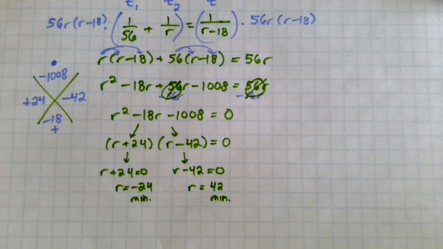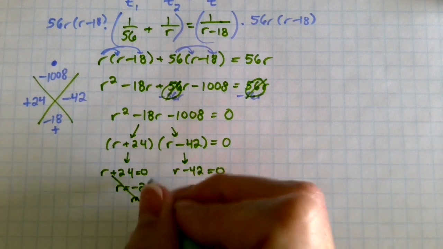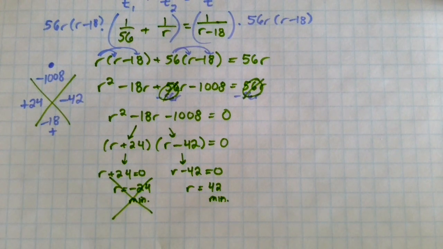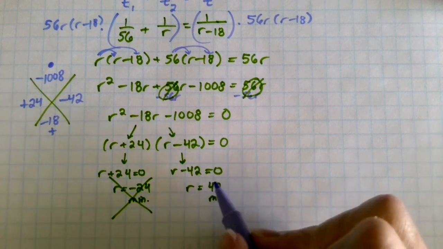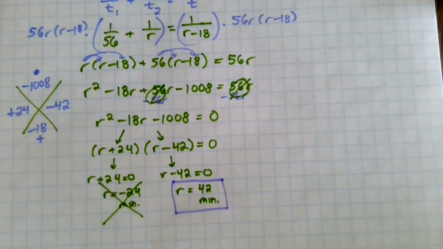Now, just like before with these quadratics, sometimes an answer doesn't make sense. It doesn't make sense to do it in negative 24 minutes. So this is actually an extraneous solution. It's not valid for this problem. So the amount of time that Riley would take would be 42 minutes, and that makes sense for the situation.